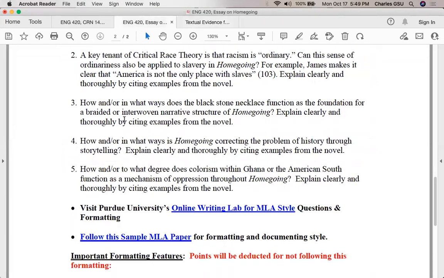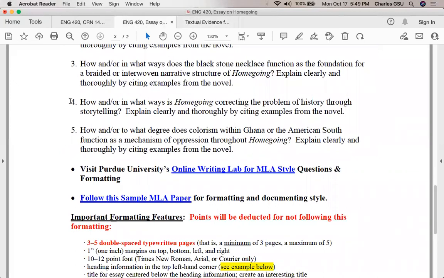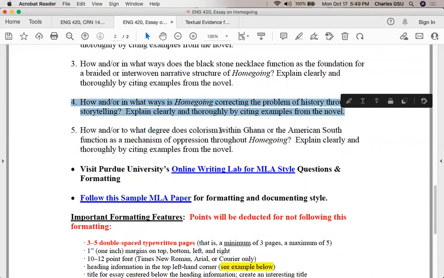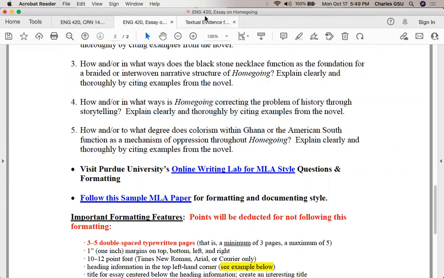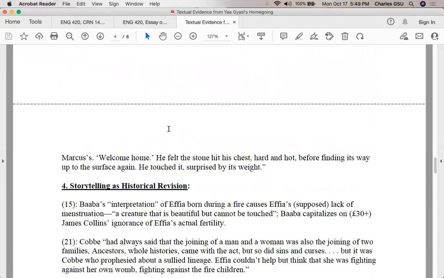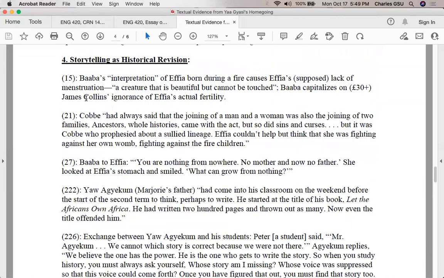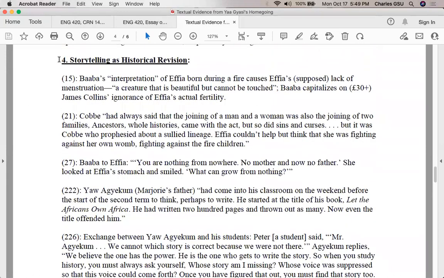All right, let's move on to number 4. This is about history in general. How or in what ways is Homegoing correcting the problem of history through storytelling, explained clearly and thoroughly by exciting examples from the novel? So again, I'm helping you out here. So the novel itself, right, is storytelling, and from multiple perspectives in a kind of interwoven way, as I mentioned.